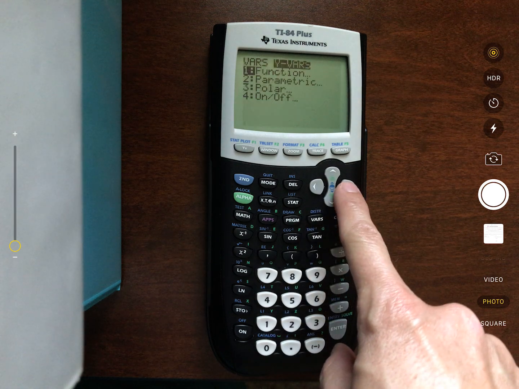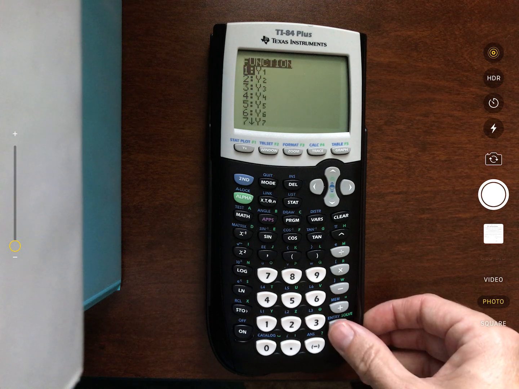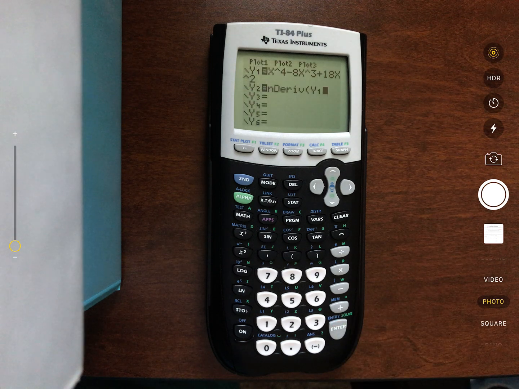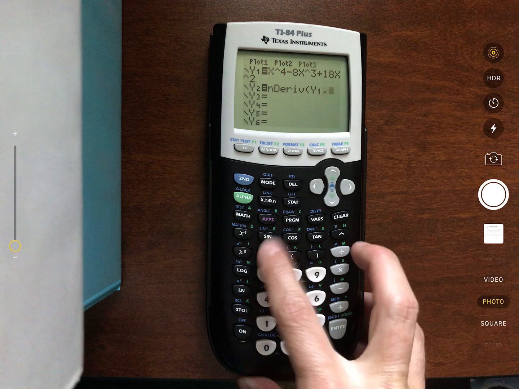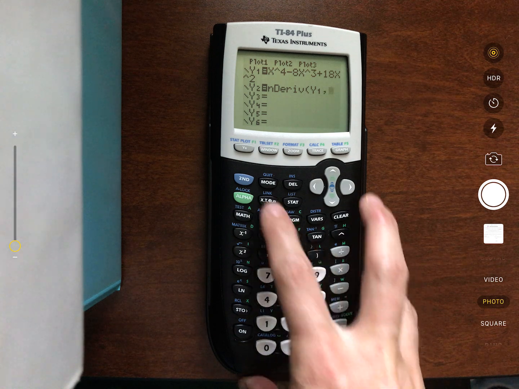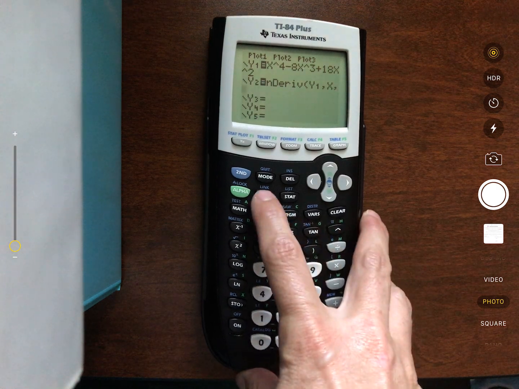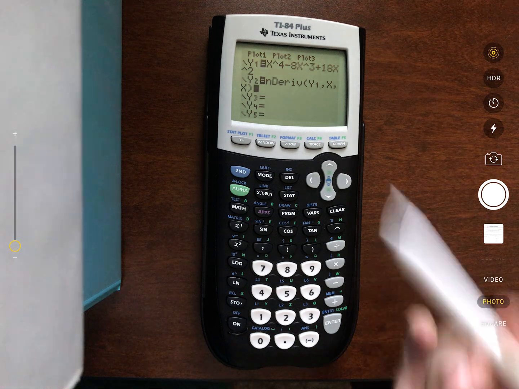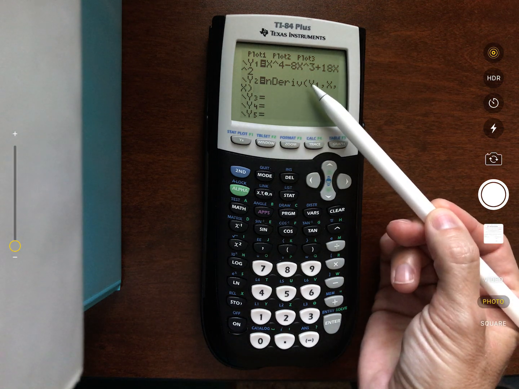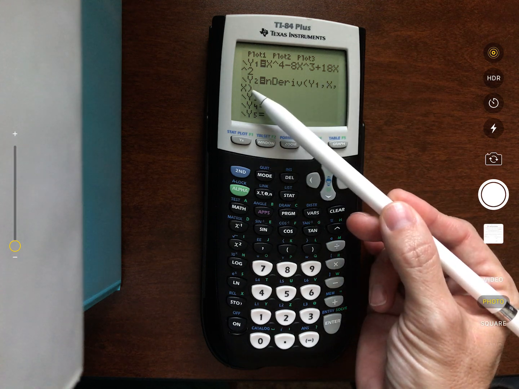I'm going to go over to y vars. I'm going to go to function and push enter. And I'm going to choose y1. I'm telling it to find the derivative of this equation, of my y1 equation. I'm going to enter a comma. I'm going to tell it to find the derivative with respect to x. I'm going to do another comma, and I'm going to say find the derivative at all x values, and I'm going to end my parentheses. So I'm finding the derivative of my y1 function with respect to x, for all x values.